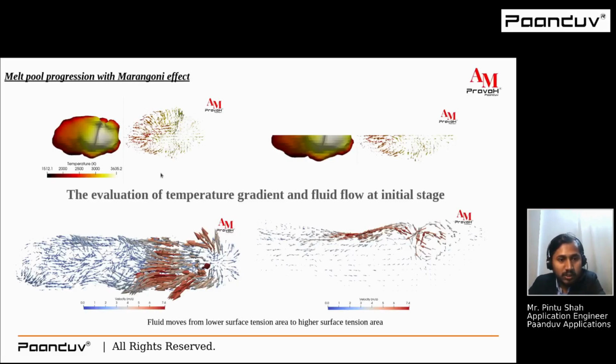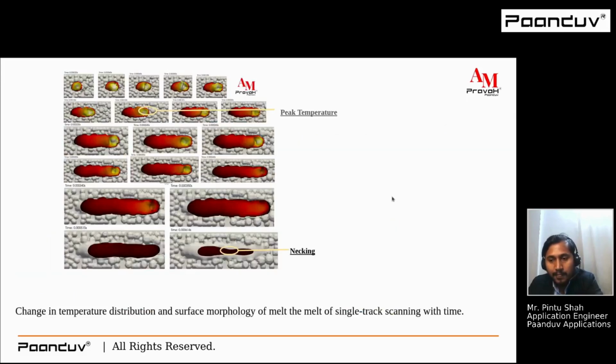So here we can see the evolution of the temperature gradient and the fluid flow of the Marangoni convection in the initial stage. It is the full part, and among them half part is shown. The fluid moves from the lower surface tension area to the higher surface tension area. This is the final part which got printed with the help of AM PravaH, where you can see the initial stage, then the intermediate stage, and then almost the final stage.